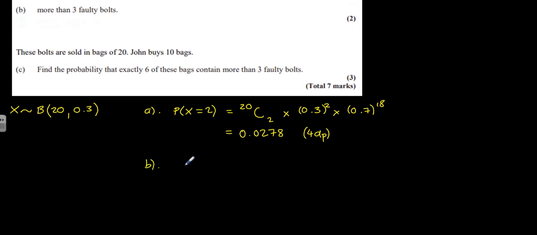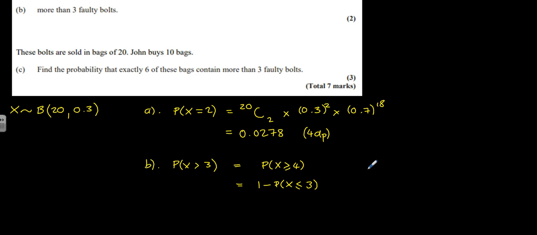Part B, we're looking for more than 3 faulty. So we're looking for X is greater than 3. Now, depending on your calculator, you'll either work this out by saying this is the same as the probability that X is greater than or equal to 4, or you'll say it's 1 minus the probability that X is less than or equal to 3. These 3 statements are all the same.